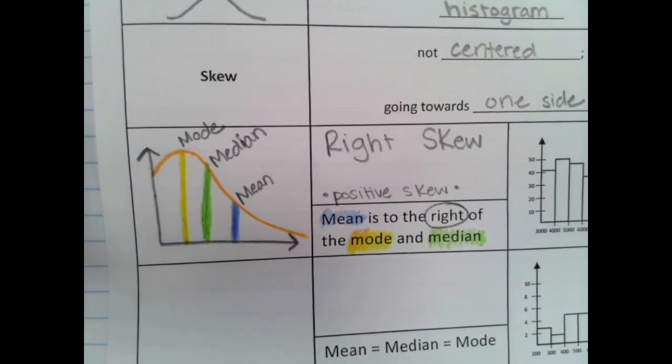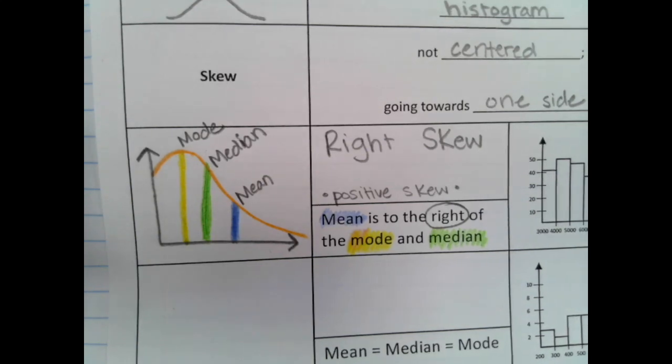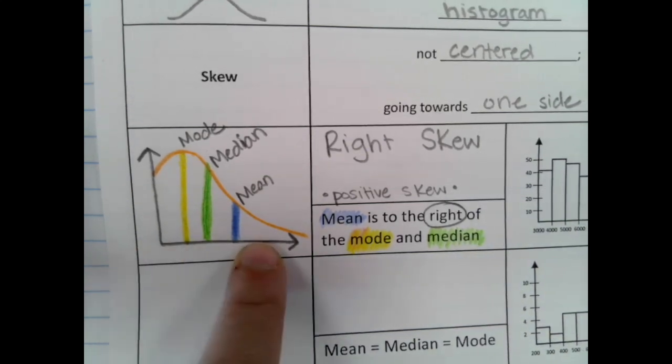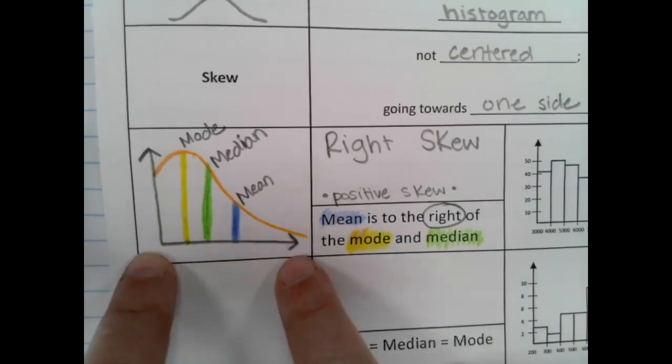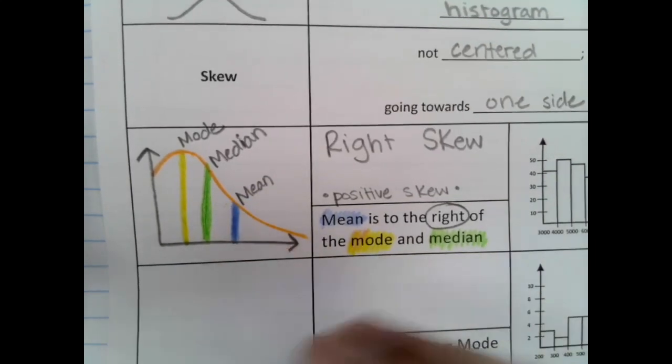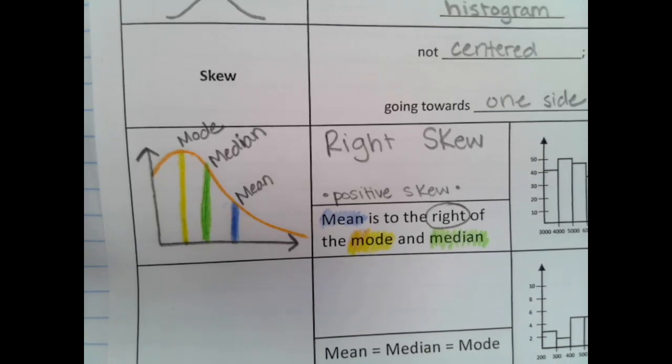Okay, so a right skew means our calculated middle is still in the middle of all of our data, but it's to the right of where most of the data ends up. A lot of our data ends up at the beginning. The mean is actually to the right there.